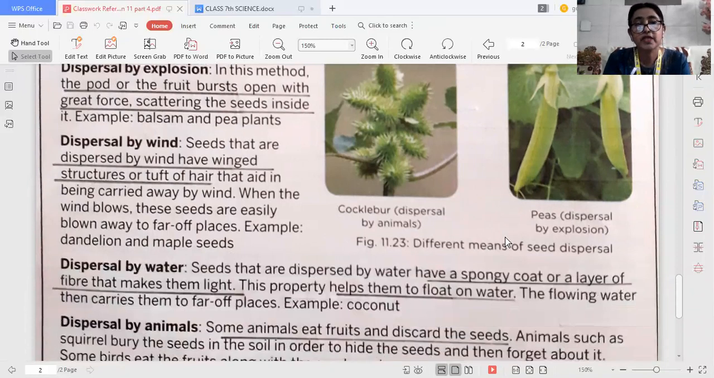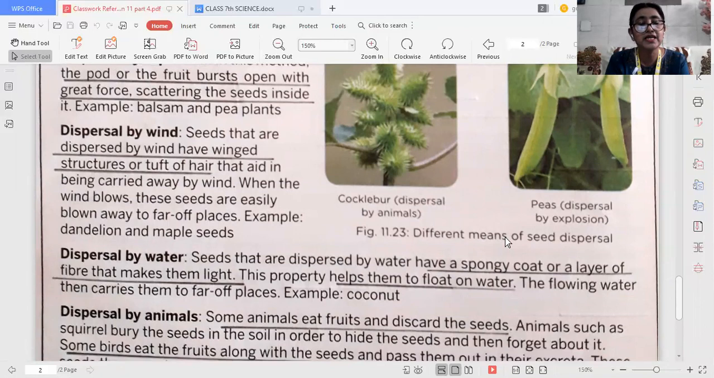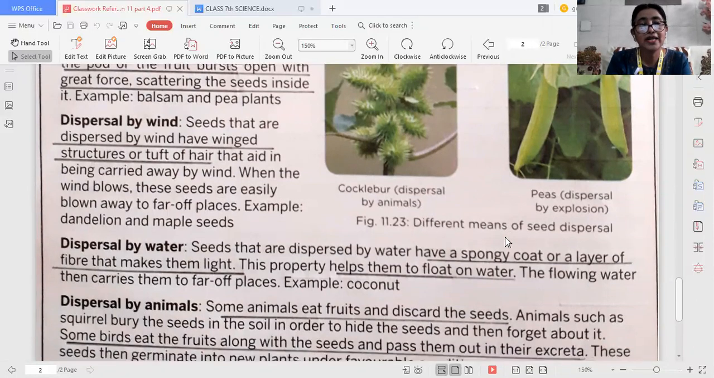Dispersal by wind. The seeds that are dispersed by wind have a wing structure or a tuft of hair which helps them to be carried away by the wind. And when the wind blows, these seeds are easily blown away to far off places, like in dandelion and maple seeds.